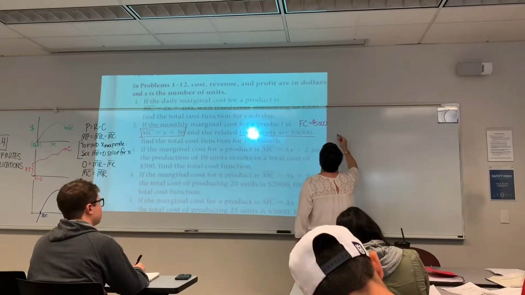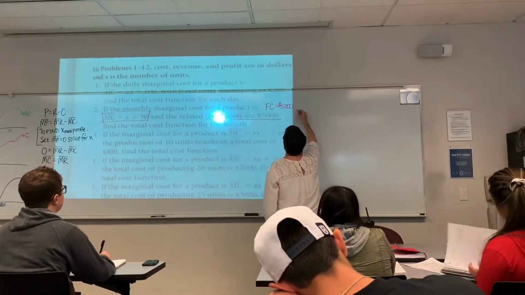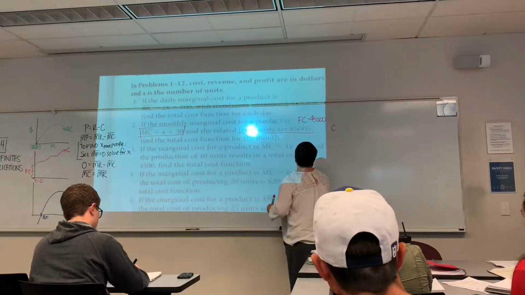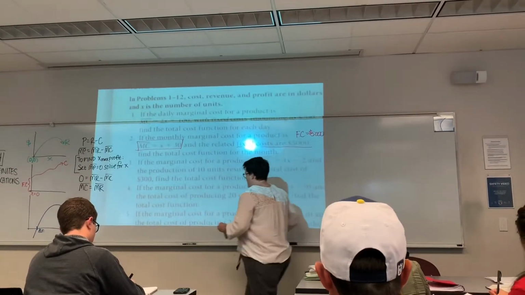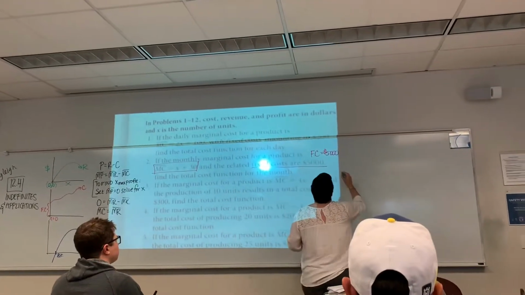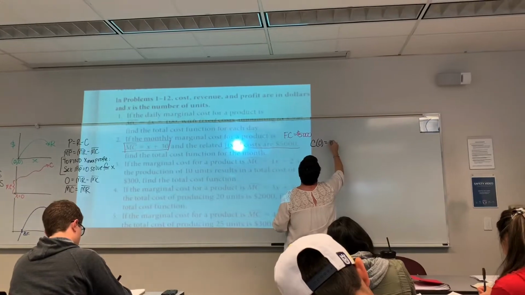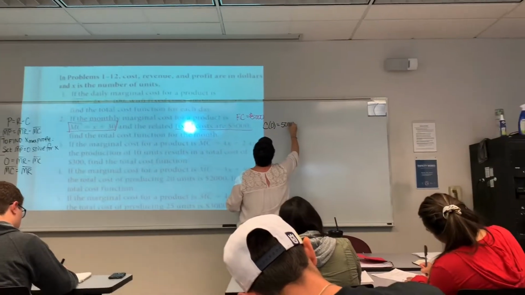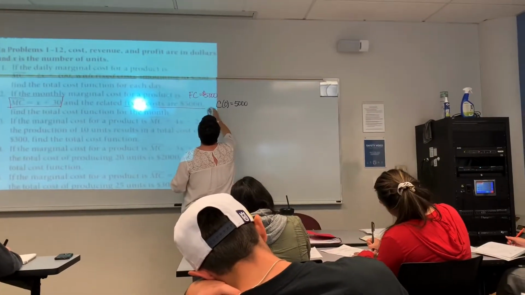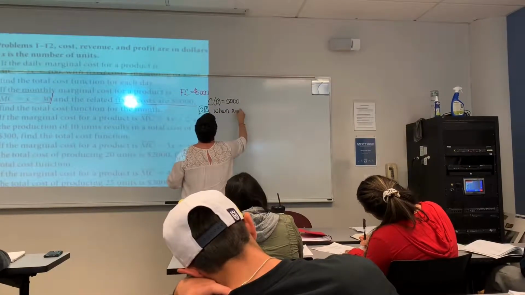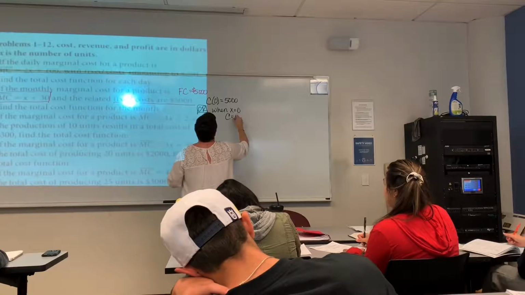We can do one of two things. Well, no, we can only do one thing. We can write it one of two ways. We can say cost at 0 production is $5,000, or you can write it as when X equals 0, cost equals $5,000.